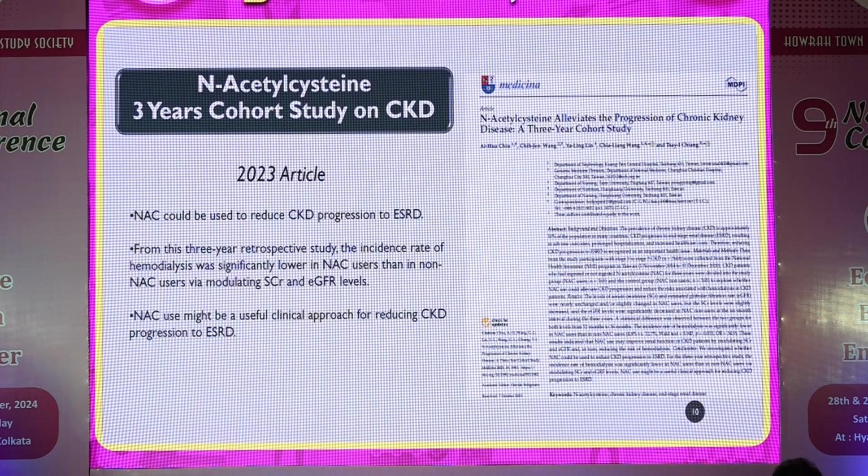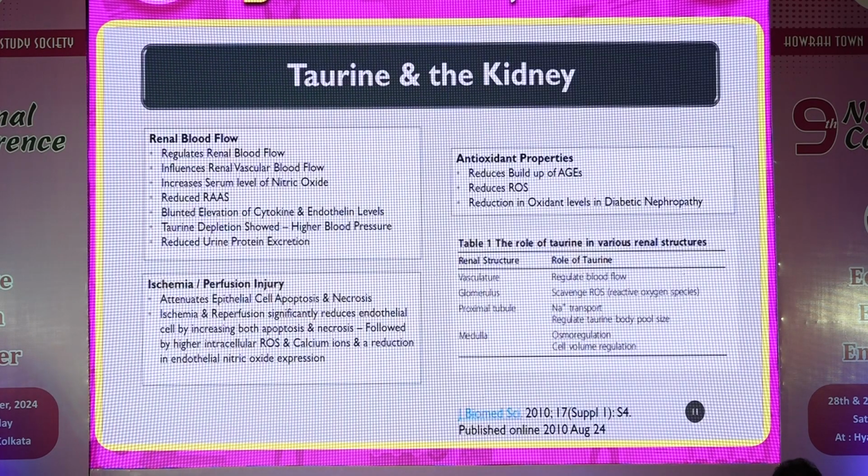This was a recent article which showed that NAC, that is N-Acetyl Cysteine, could be used to reduce CKD progression to end-stage renal disease. This was a 3-year retrospective study. The incidence rate of hemodialysis was significantly reduced in this study versus the non-NAC users. Then, is that the only story?